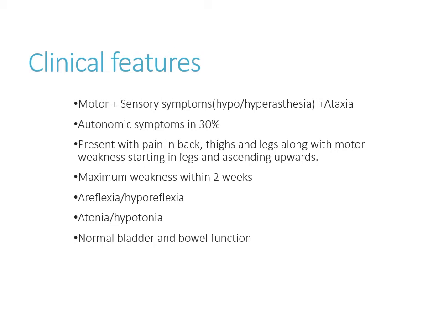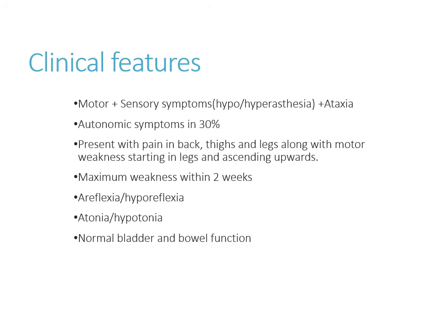Then the third difference is ataxia. That means in Guillain-Barre syndrome, when the patient is moving, there is some imbalance while the person is walking. So there is ataxia, which is not there in poliomyelitis. Then autonomic symptoms are there in about 30%. There could be involvement of autonomic symptoms.